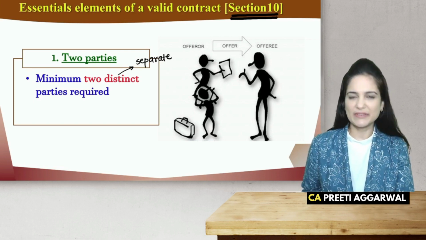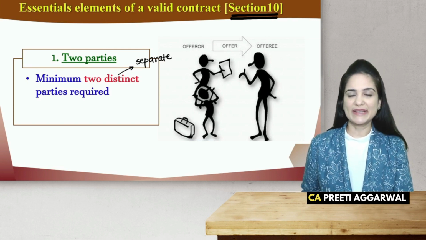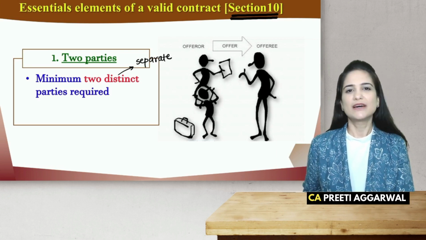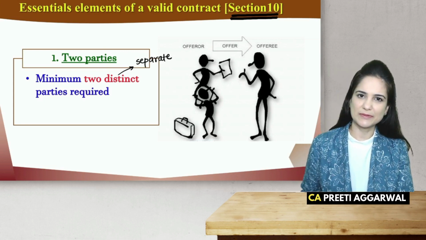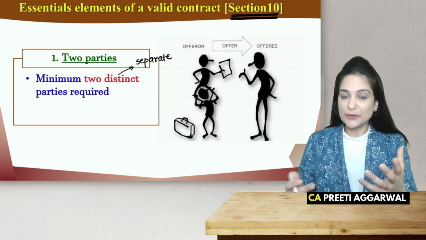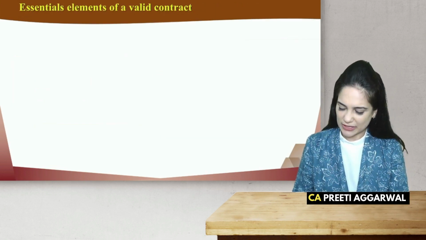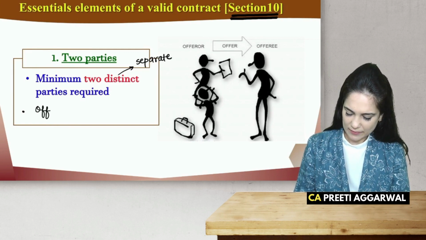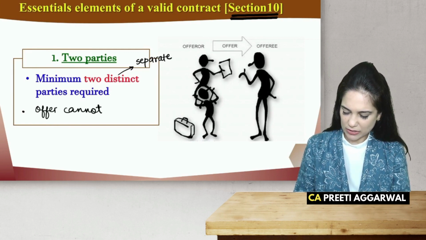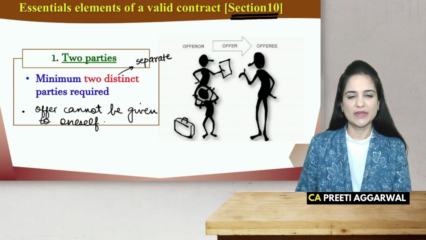Two parties, write down, give the heading as two parties. Then write that we need minimum two distinct parties to form a valid contract. Okay, so two distinct parties required. Write down the meaning of the word distinct. It means separate. If you want, you can also write offer cannot be made to yourself. Offer cannot be given to oneself. You cannot give it to yourself. Write this.